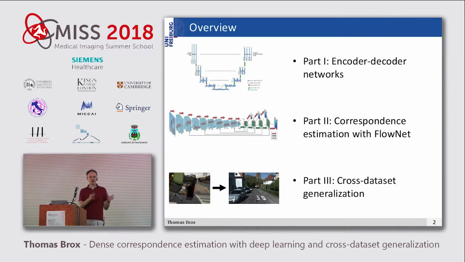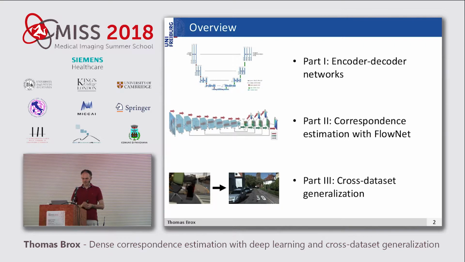That means you train on one dataset, and what you actually want is that your network also works on other datasets. We'll look a little bit at when we can expect deep learning to do that job, and when we actually cannot expect it to, and what you have to do to get a proper generalization to the data you're interested in. That will be the last part of this lecture.